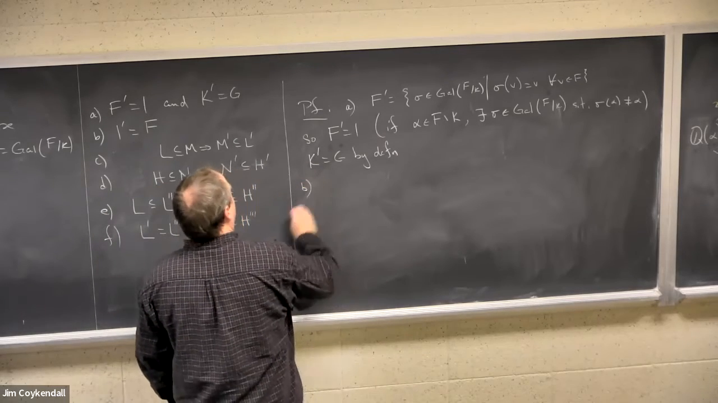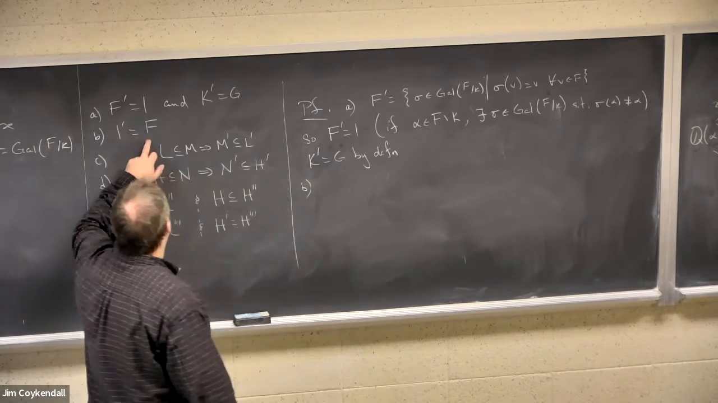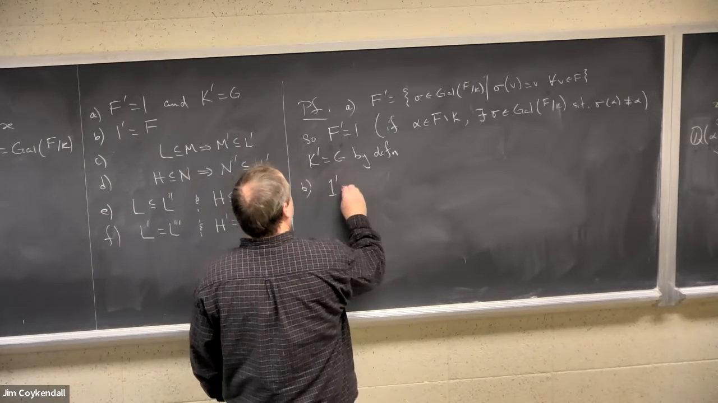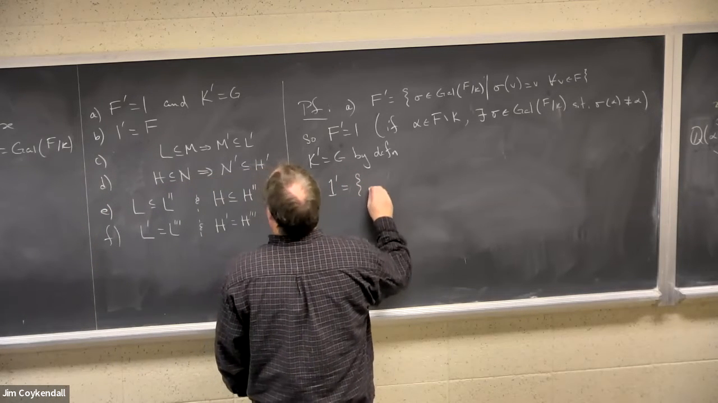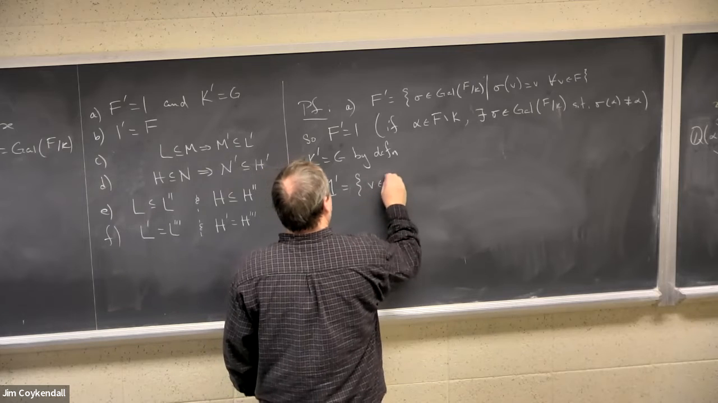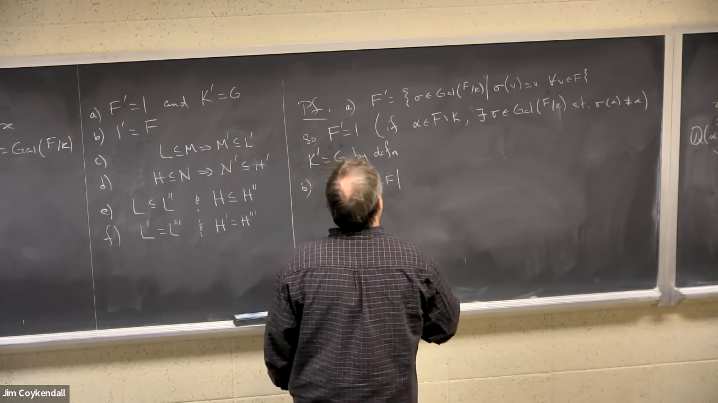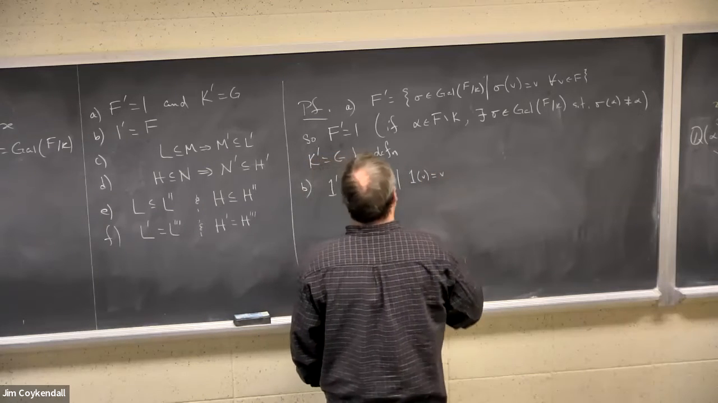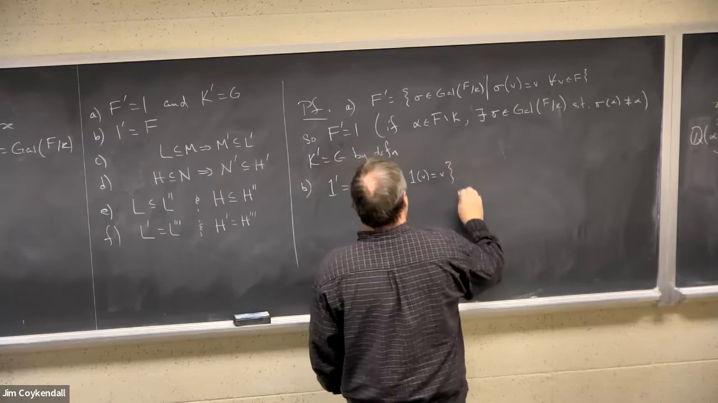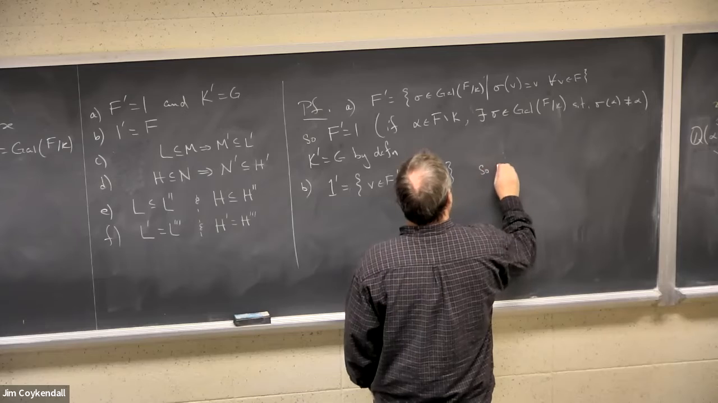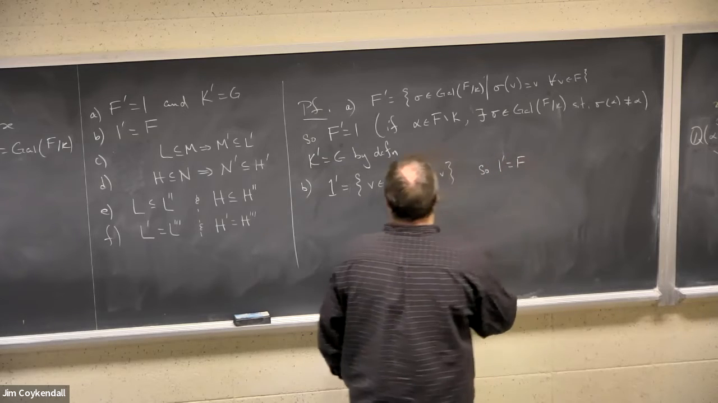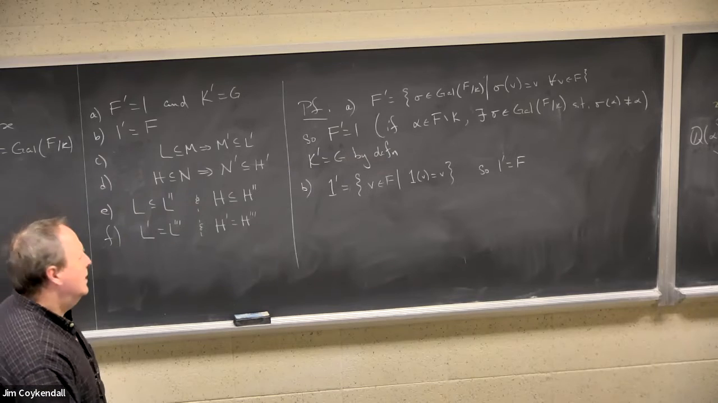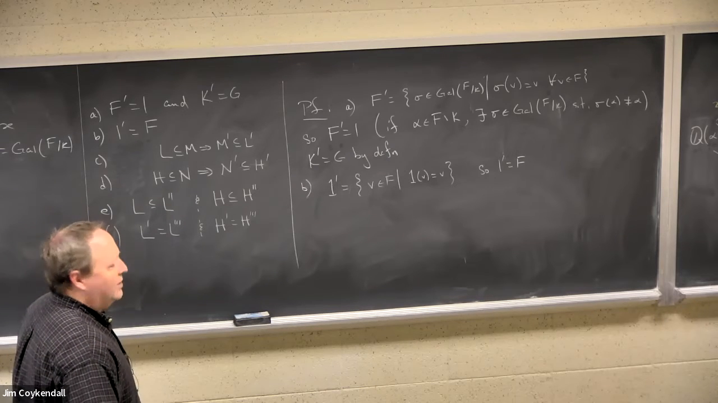Remember, B: 1 prime equals F. Well, let me remind myself here. 1 prime is the set of V in F such that 1 of V equals V. So 1 prime equals F because this works for everything. Okay, so now let's get to the stuff that's a little bit more interesting.